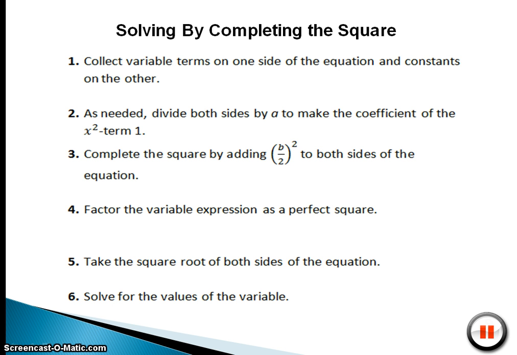Now we just went over 3 examples of that process. Then we're going to factor our quadratic as a perfect square, and then to solve, we're going to take the square root of both sides of the equation and then simplify that, or solve for the values of the variables. Please pause now and make sure that you have all of these steps written down in your notes, because you're going to need them to follow along with the examples that are in the rest of this presentation.